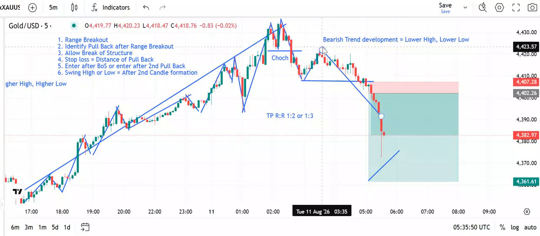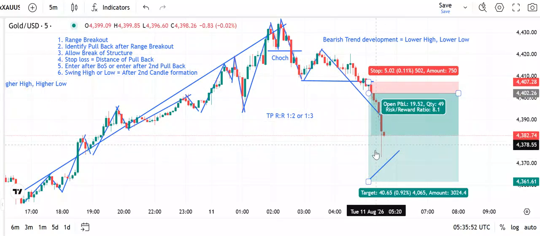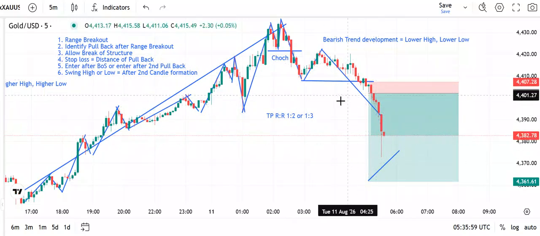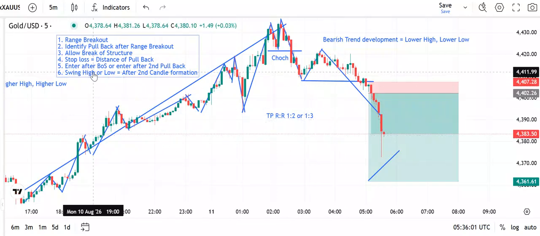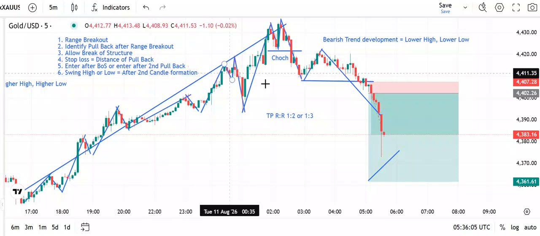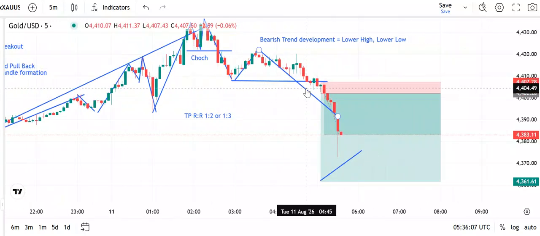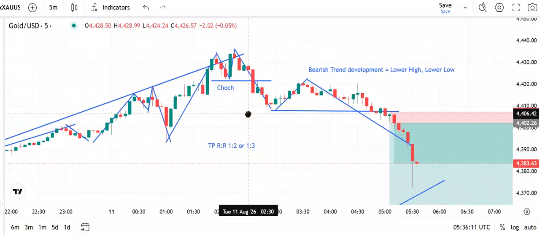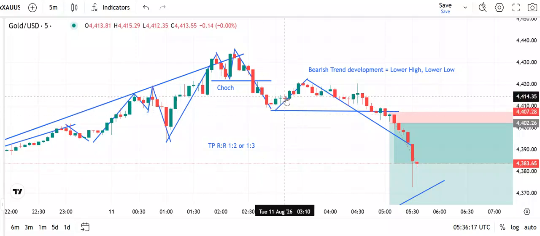This is the first pullback. It's more like the second pullback, but it's far from the first pullback, so it might be tricky. Now swing high or swing low is identified after second candle formation. So for that point 6, this is swing low, but it's identified after 1, 2.